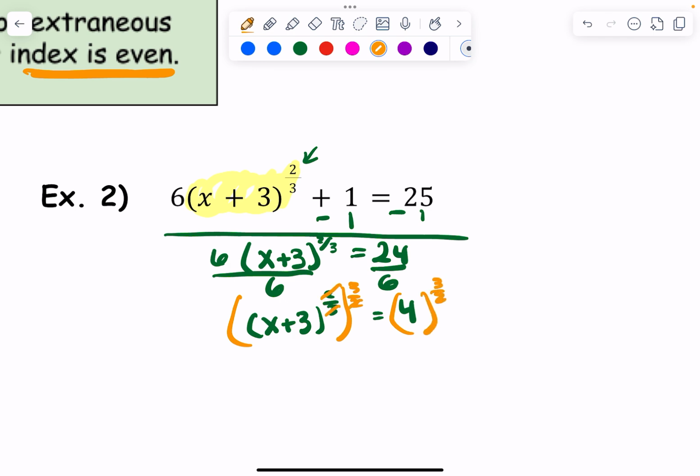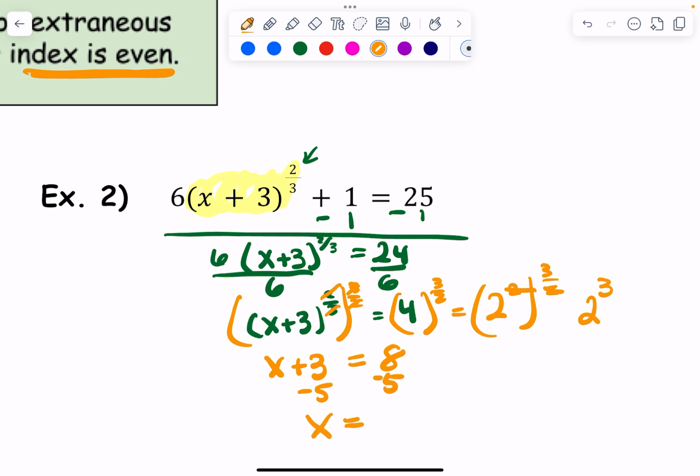So this will go away and this will go away, and we'll have x plus 3 is equal to, now I want you to look at this. 4 is actually 2 squared. So actually, let's put it next here. So this is going to be 2 squared to the 3/2 power. So this would go away and I would get 2 cubed. And so 2 cubed is just 8. And so we would subtract 5 from both sides and we would get x equals 3.